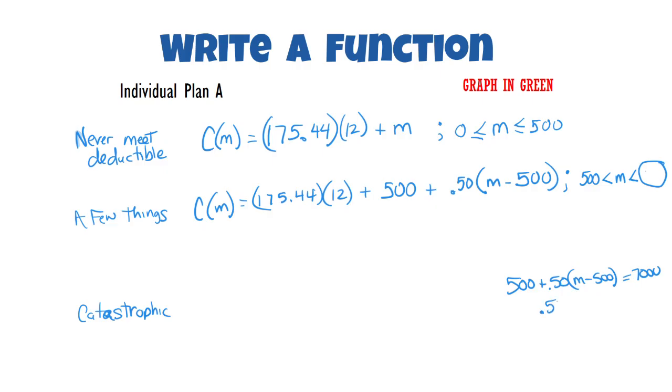So subtract your, you can distribute or not distribute. I don't care. I'm not going to subtract that 500. Then you're going to divide by 0.5. Dividing by 1/2 is the same as multiplying by 2. So that's going to end up being 13,000. Add the 500. So I would have to be billed 13,500 for me to have actually paid out of pocket 7,000. And this is going to be the number that goes there.